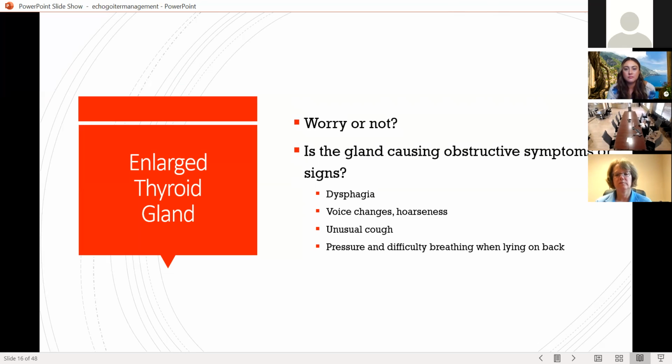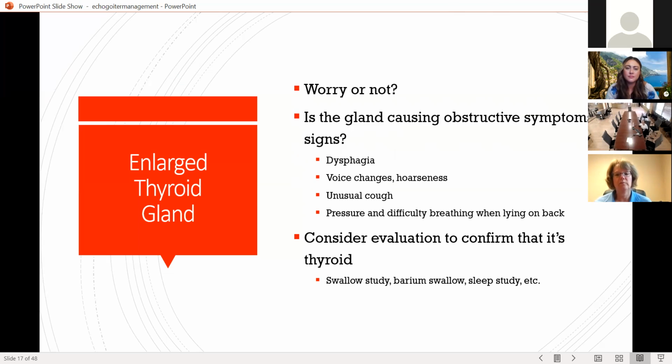Okay, so you ask the patient, are you having any trouble swallowing, voice changes, hoarseness, any unusual cough? If they're lying down, are they feeling like this thing is weighing down on their neck so that they have trouble breathing? Do they say they have to lie on their side to sleep because their thyroid's pressing down on their windpipe? Next slide.